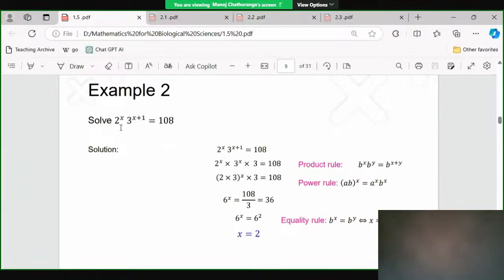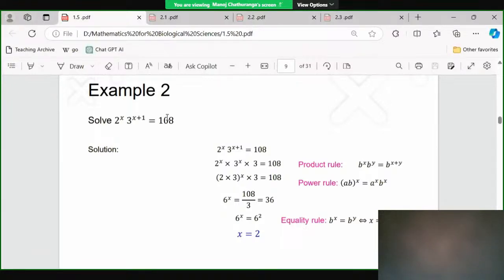Second example asks you to solve this equation: 2 to the power x times 3 to the power x plus 1 equals 108. So how do you solve this? Again, you need to somehow convert this equation into something like b to the power x equals b to the power y to apply the one-to-one property.